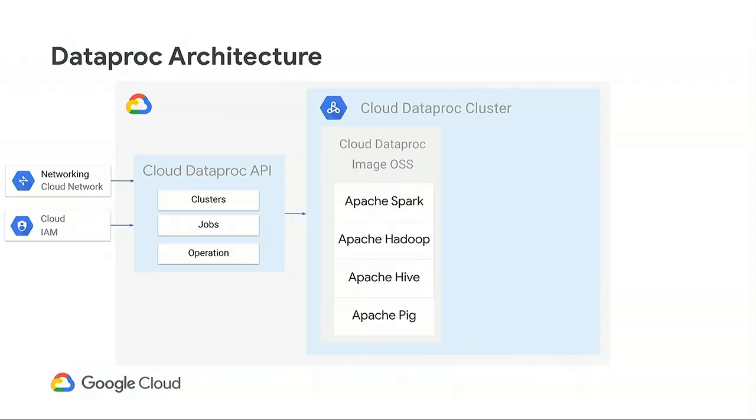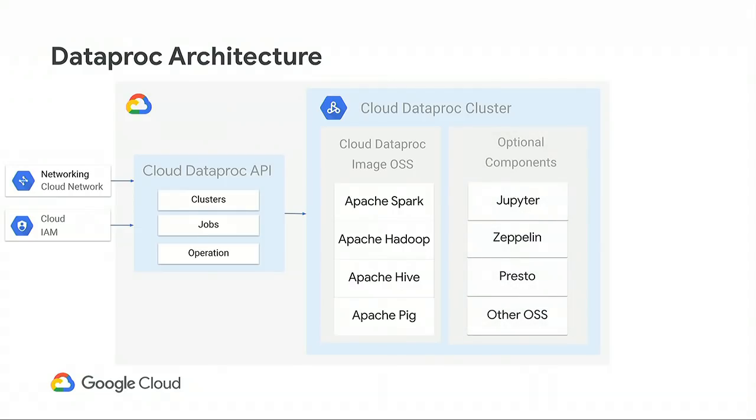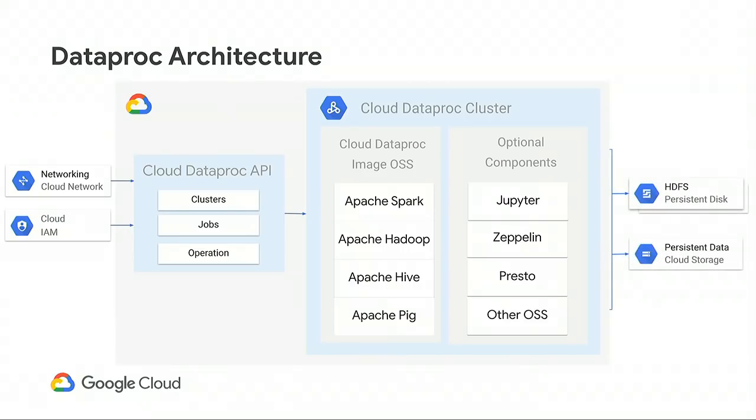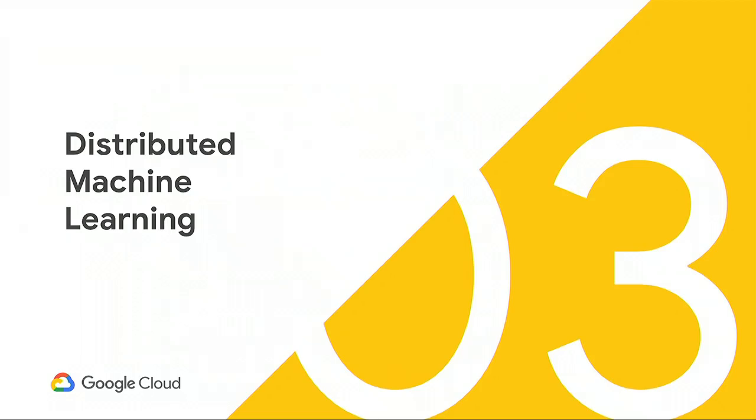And then, of course, within the cluster itself, you have your Cloud Dataproc open source image. And so as I mentioned earlier, that can include your Apache Spark, your Apache Hadoop, Apache Hive, Apache Pig. And then there's the optional components that I was mentioning as well. So here we have Jupyter, Zeppelin, and Presto mentioned, but there's a whole list of them. As I mentioned earlier, you can do Anaconda, you can do RStudio, there's a whole bunch of them. And then, of course, being a Hadoop cluster, you can write out to either HDFS or to Google Cloud Storage.